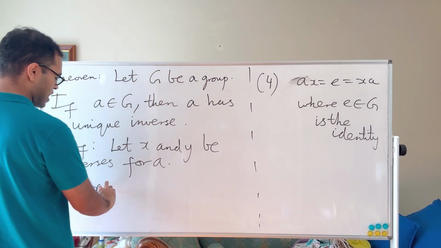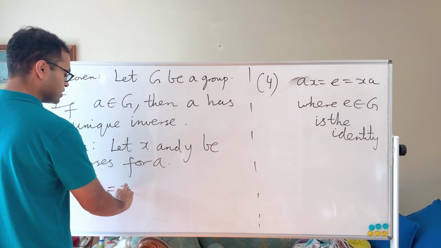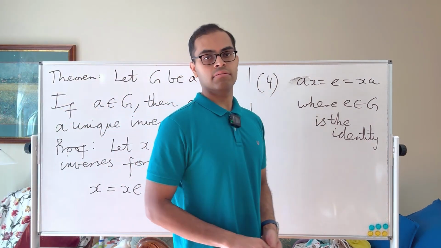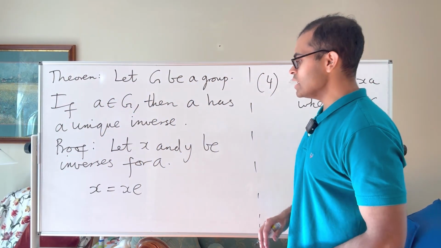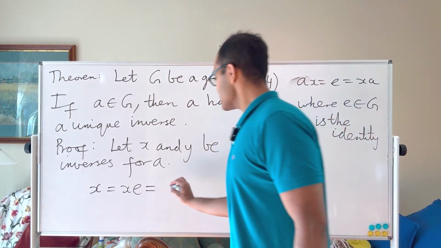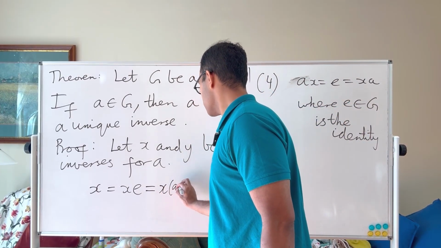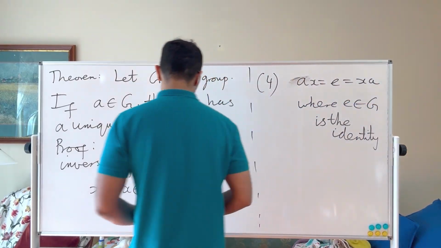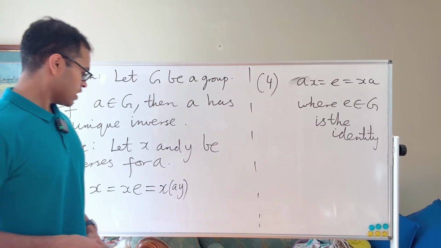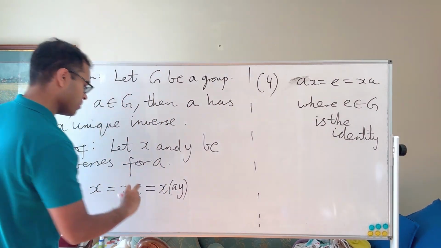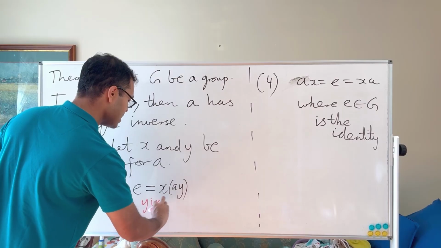Basically we say X is equal to X times E. That's using the fact that E is the identity. Now I'm going to write this as X times A times Y. What have I done here? Basically, I'm trying to bring Y into the picture. We know that Y is a right inverse of A, so I'm using the fact that Y is a right inverse of A.